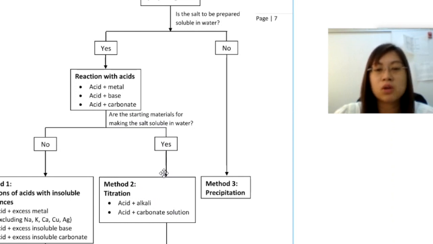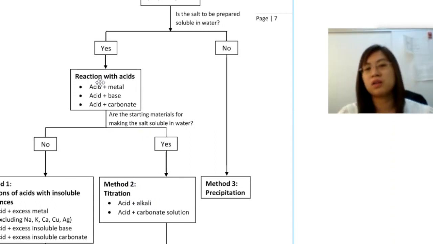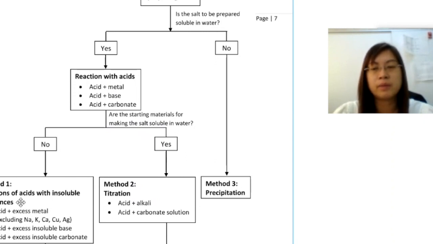Basically, this pathway allows you to make the group 1 or the ammonium soluble salt. But if the starting materials are not both solutions, that means one of them could be a solid and the other a solution, then you have to use the adding in excess method, which is method number 1. So this part of the flow chart explains how to make soluble salt. Titration is only for group 1 or ammonium soluble salt. This one is for the rest of the non-group 1, non-ammonium soluble salts. Then this other part of the flow chart, precipitation, is used to make the insoluble salt.